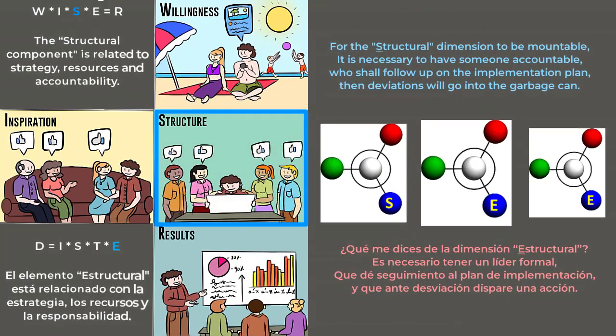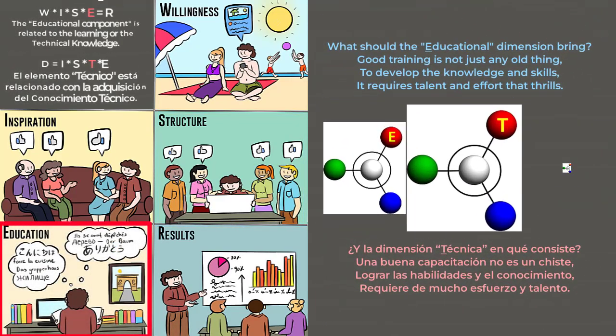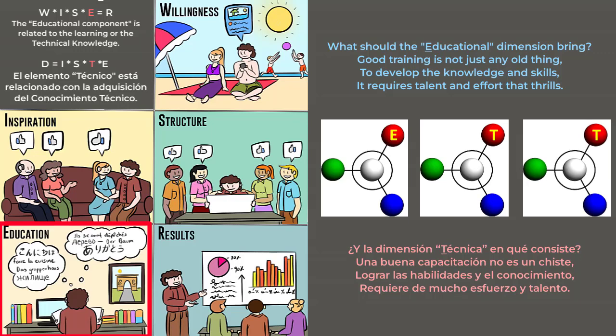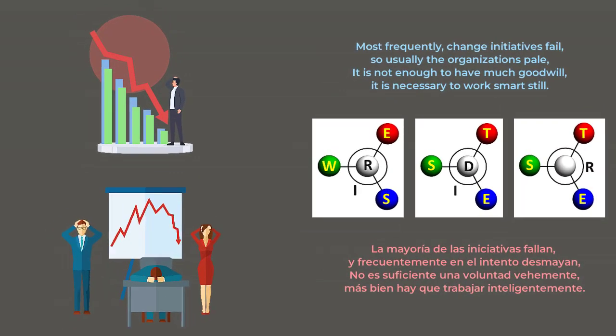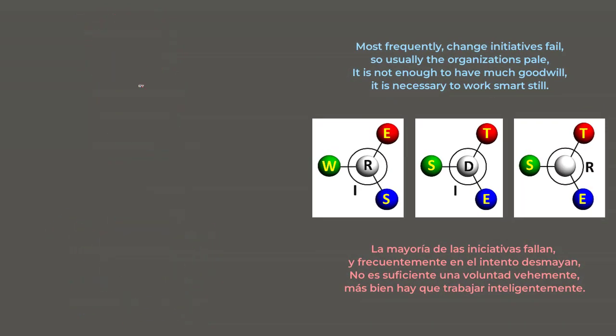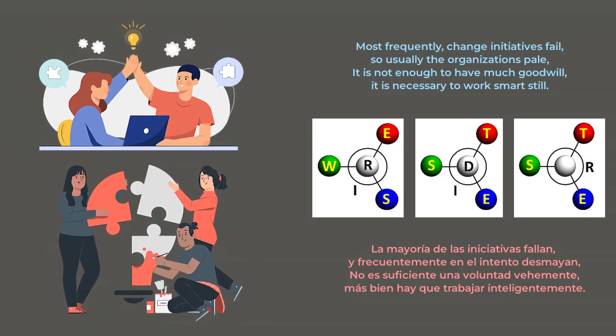For the structural dimension to be mountable, it is necessary to have someone accountable who shall follow up on the implementation plan. The deviations will go into the garbage can. What should the educational dimension bring? Good training is not just any old thing. To develop the knowledge and skills, it requires talent and effort that thrills. Most frequently, change initiatives fail, so usually the organizations pale. It is not enough to have much goodwill. It is necessary to work smart still.